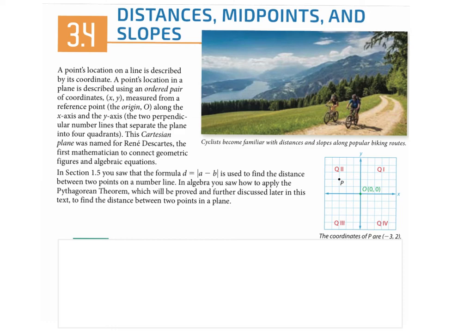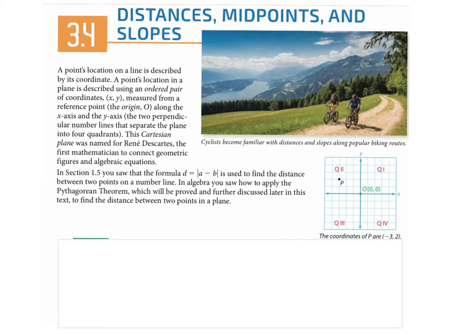Distance. A point's location on a line is described by its coordinate. The coordinate, or the (x, y), tells you where it is located. That is the ordered pair. Coordinates (x, y) measure along the reference points. Like the origin, that is (0, 0). You have the x-axis and the y-axis. This is the Cartesian plane.